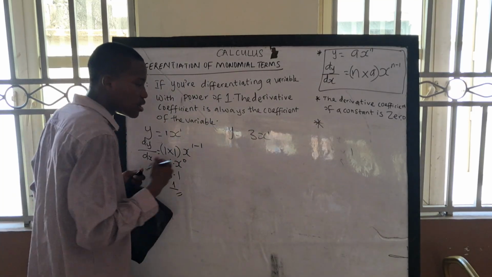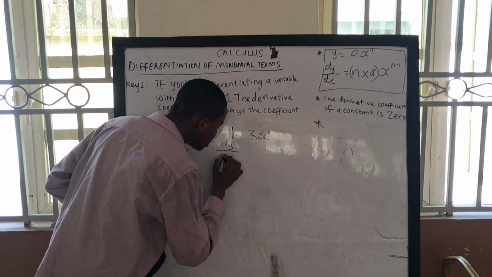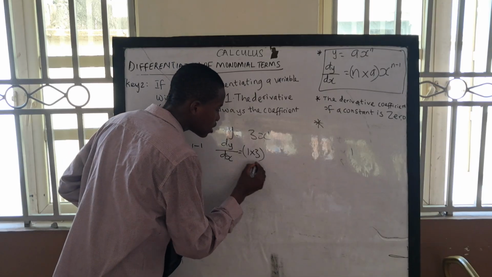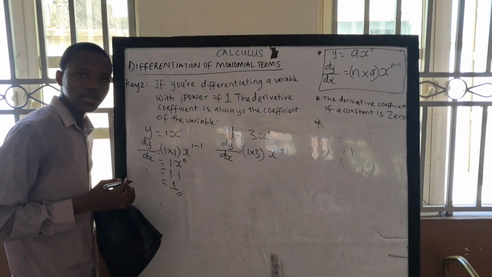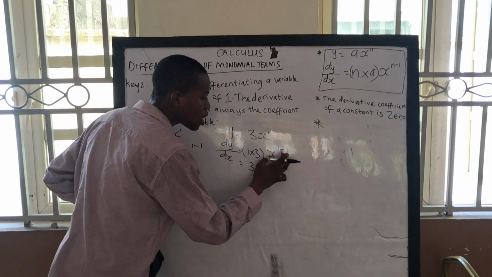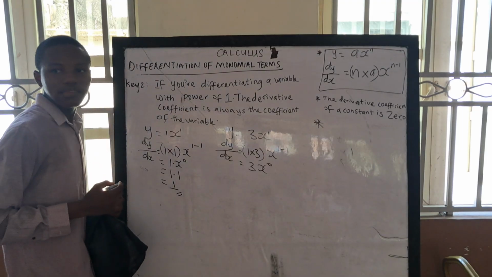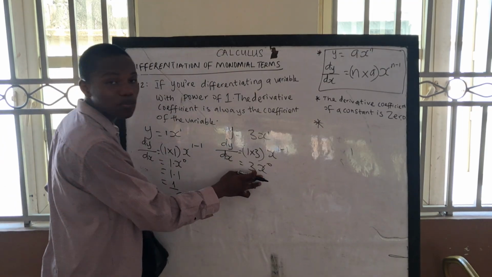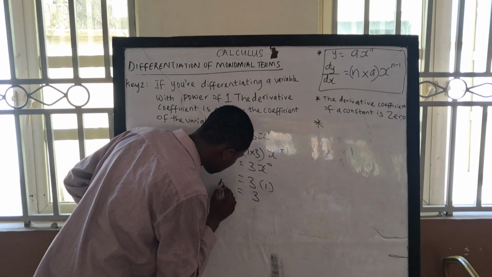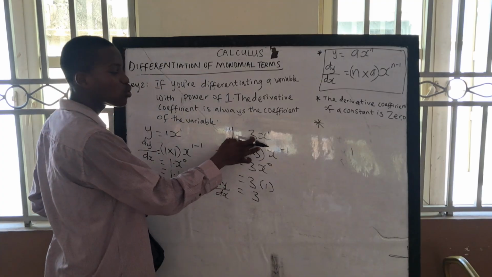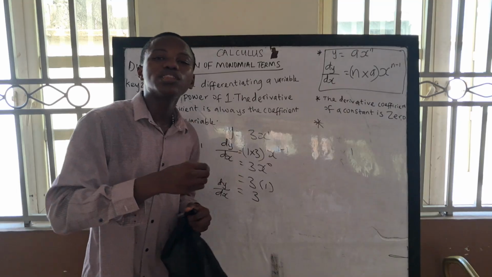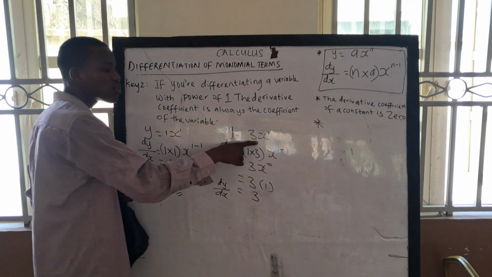So let's differentiate now. I'm having dy dx. That will be 1 times 3, x raised power 1 minus 1. What's 1 times 3? 3. X raised power, what's 1 minus 1? 0, so I'm having 3. X raised power 0 is what? 1. 3 times 1 is what? 3. As you can see, it gave me the coefficient of this variable. So the derivative coefficient of any variable with the power of 1 is always the coefficient of that variable.